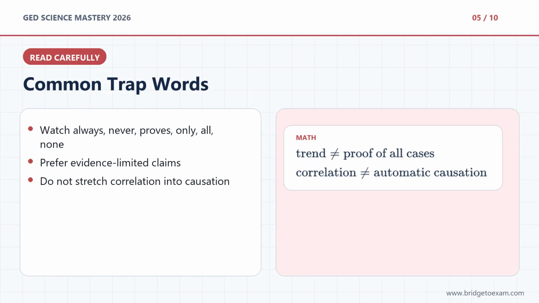Trap words are small but powerful. Be careful with always, never, proves, only, all, and none. Science answers are often careful and evidence limited. If a table shows a trend for one time period, do not choose an answer that makes a claim about all time. If a graph shows a relationship, do not choose a cause unless the evidence supports causation. The safer GED answer usually matches the evidence without stretching it.